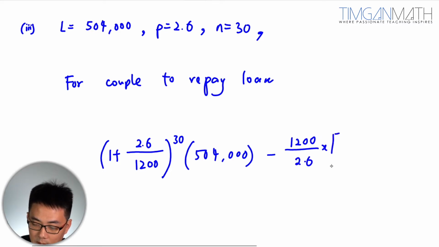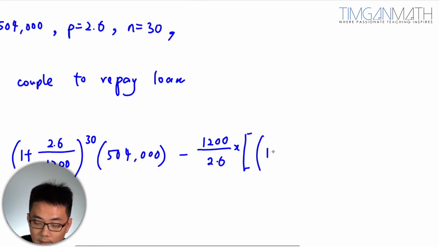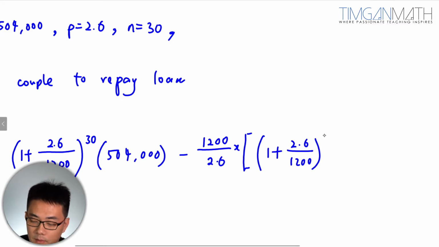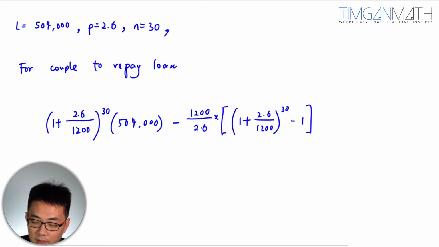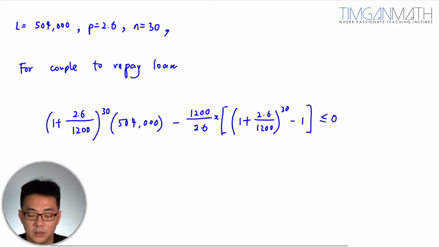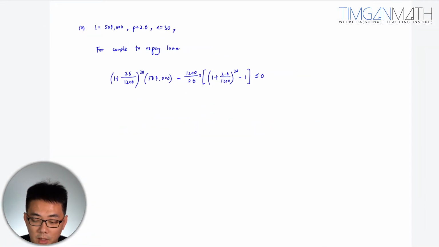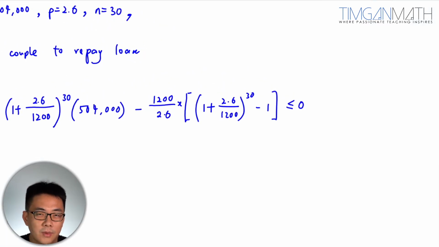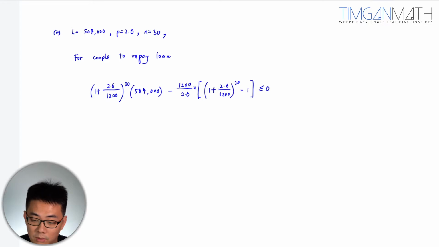2.6x. And this will be 1 plus 2.6, 1,200, M, which is 30 minus 1. And we need this to be equal to 0 or less if the couple plans to repay the loan. You can let it be 0, but you need to put this on top. At most 0. Okay, I think it's fine to let it be 0. It means you just absolutely be 0 at the end in 30 years.